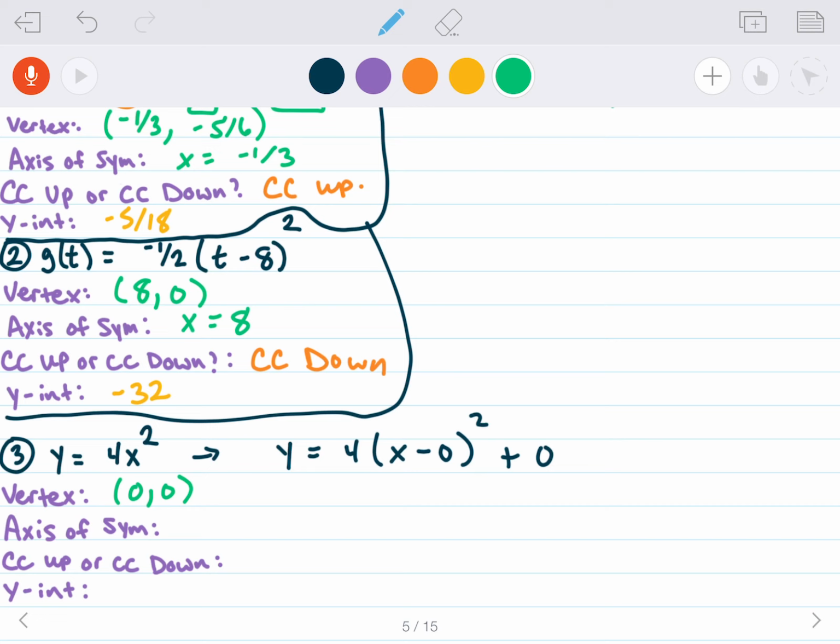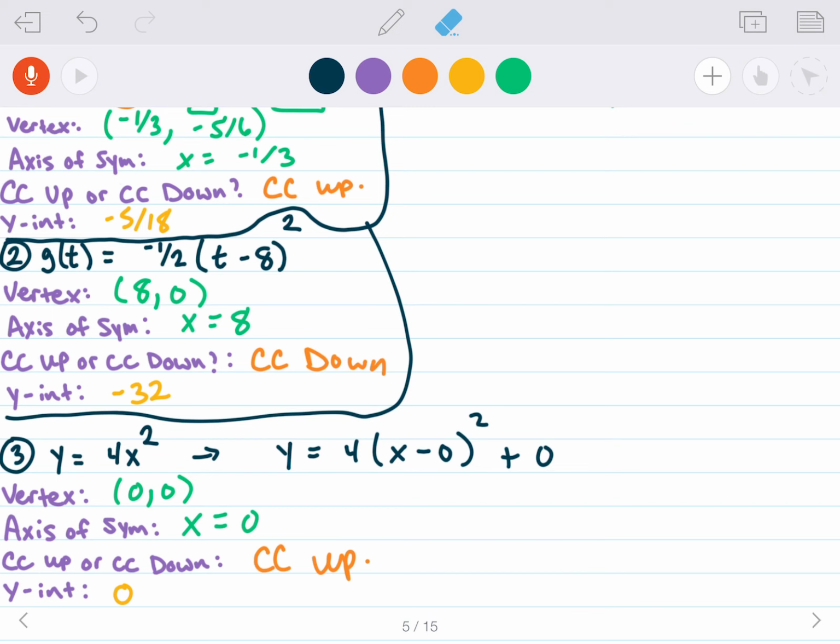Pretty cool. Axis of symmetry is x equals h, x equals 0. Concave up or down? Well, in this case, a is positive, so that's concave up. And our y-intercept happens when our input value is 0. So our y-intercept is going to happen at y equals 4 times 0 squared, which is just 4 times 0, which is 0. So that's our y-intercept here. And it makes sense because we can see it up here as well. Our y-intercept is the same as our vertex.